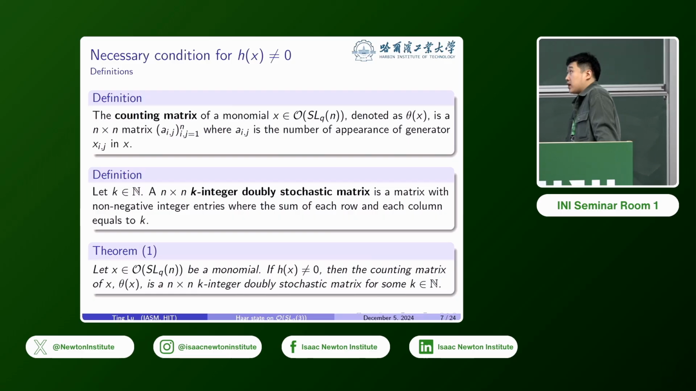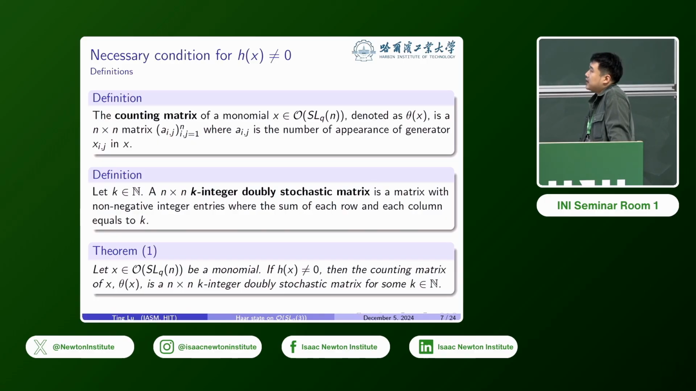And in my work, I try to find linear relations between the Haar states of monomials directly coming from the translation invariant condition. So the first thing we want to do is to find some necessary condition for a monomial to have non-zero Haar state. And to introduce the result, we have to introduce some concepts first.